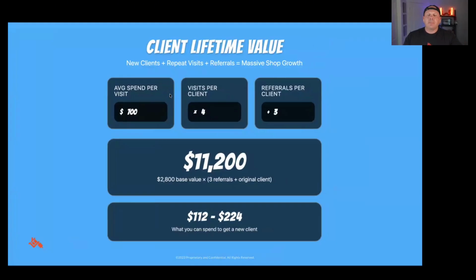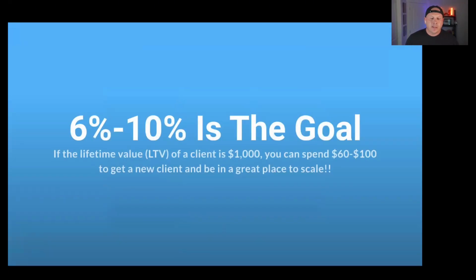But essentially, you can come into this, put the average spend per visit and average visits per client. It'll spit out how much you're going to make over the lifetime. And then if they refer anybody, you'll get the number for that. You'll also get what you can spend to get a new client, like anywhere from 6 to 10% of what you spend on an ad is fine. So we'll spit that number out for you. Like I said, 6%, 10% is the goal.